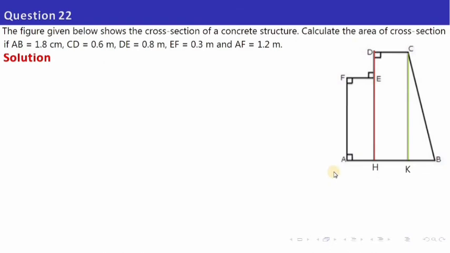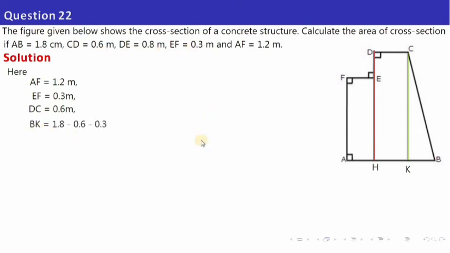Now you see there are two rectangles. One is this rectangle, one is this rectangle, and this is one triangle. So I'll find the area of this rectangle, the area of this rectangle, and the area of this triangle, and add all of these areas, so you'll get the area of the cross section. Given is AF equals 1.2, EF equals 0.3, and DC equals 0.6. All these things are given.